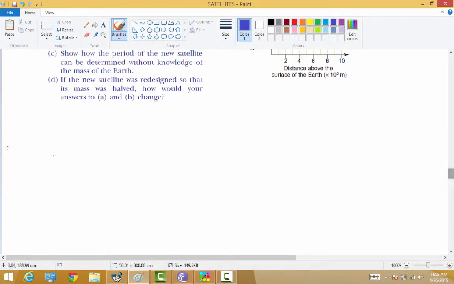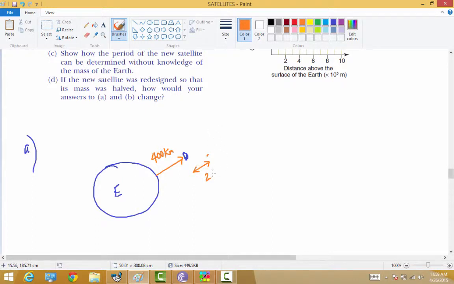So we're going to draw a picture of this. What's happening? You have the Earth, you have the shuttle, and then it deploys a satellite a little bit further out. So the shuttle itself is at 400 kilometers, and the satellite, this is the satellite here, is another 200k away from the shuttle.